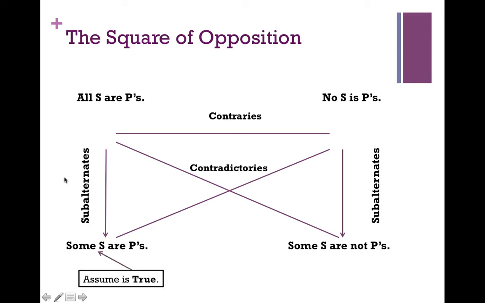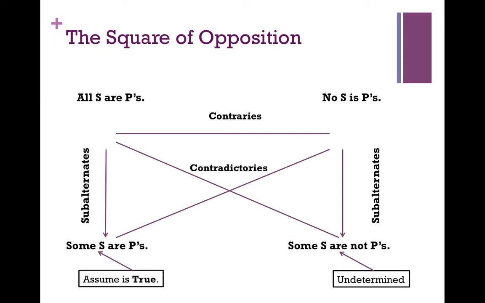All right, so finally, we're going to do the two at the bottom. Assume that an I-form proposition is true, so some students are smart. Then what can we know about the truth value of this? If some students are smart, can we know with absolute certainty that some are not? And the answer to that is no. Its truth is undetermined.